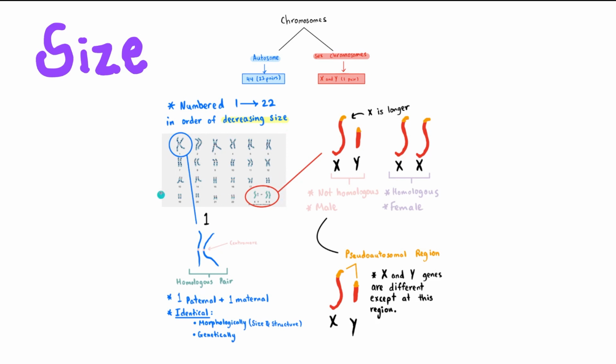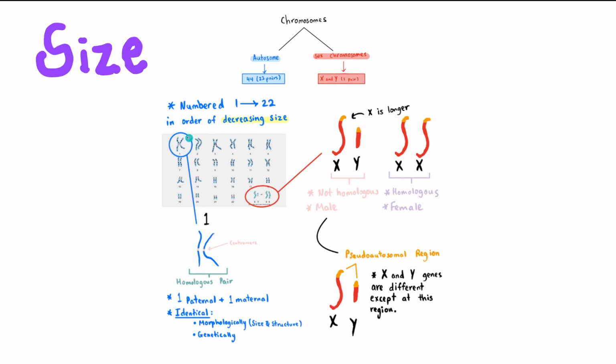Now, if we look at this karyogram over here, we look at chromosome 1, it's the largest or longest chromosome, and as we go right and downwards, we see that the size of the chromosomes is slowly decreasing. So chromosome 22 is the smallest chromosome in size. So that's the first way in which we characterize these chromosomes.